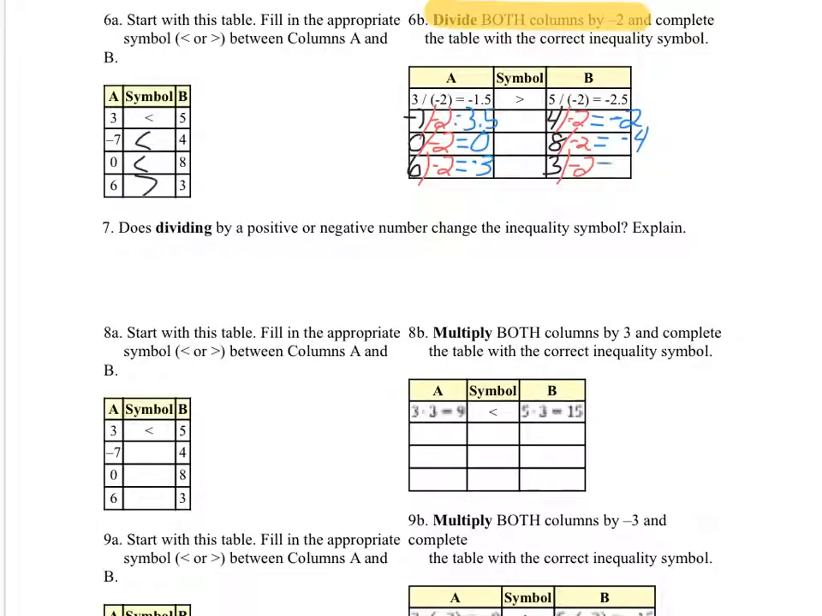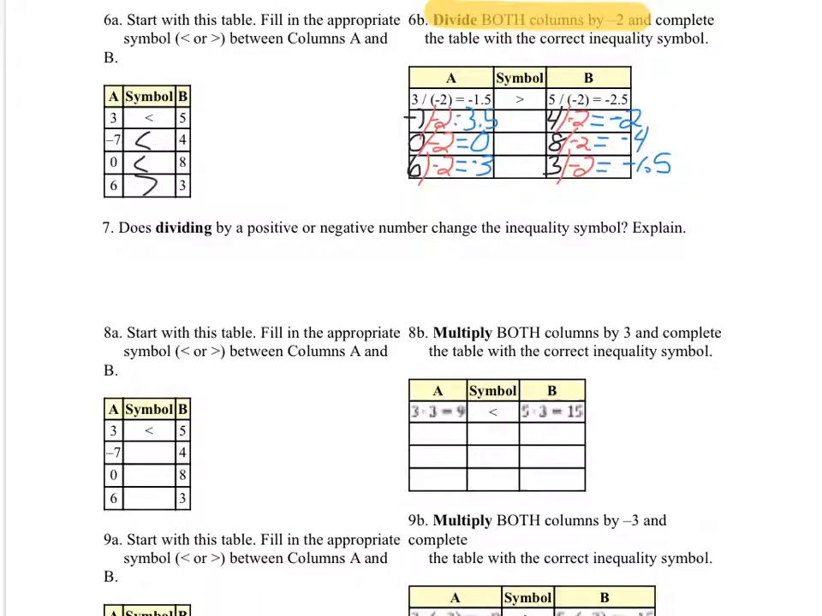Positive divided by a negative is a -1.5. Okay, let's compare our symbols. -1.5 and -2.5. -1.5 is greater. They did that one for us.